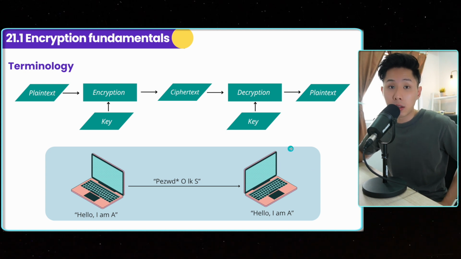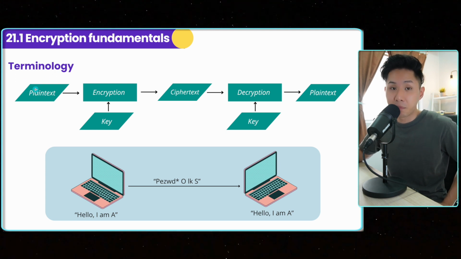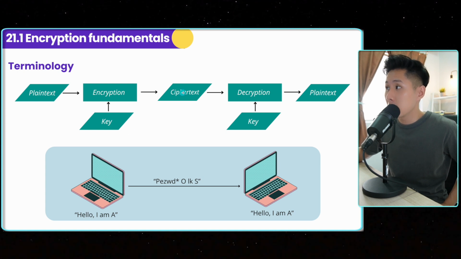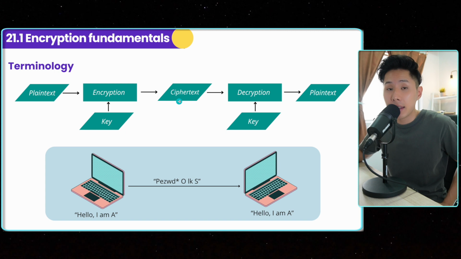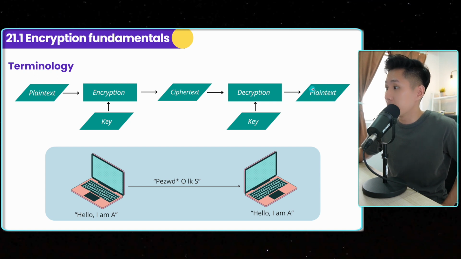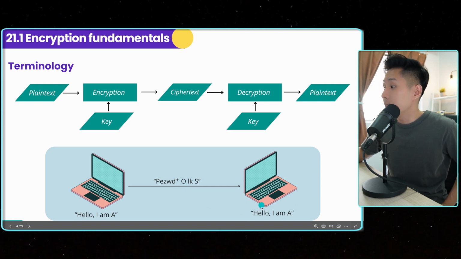And here's a few terminologies you need to know. Before a text is encrypted, we call it plain text. And when they are encrypted, the one thing that we use to encrypt the data is the key. And once the data is encrypted, we call it ciphertext. And you can decrypt the data going through this process to make the ciphertext once again be recovered to plain text. So for example, "hello, I am A" is a plain text. Once you encrypted it, it becomes a ciphertext. And once you decrypted it again, it returns to its original message.